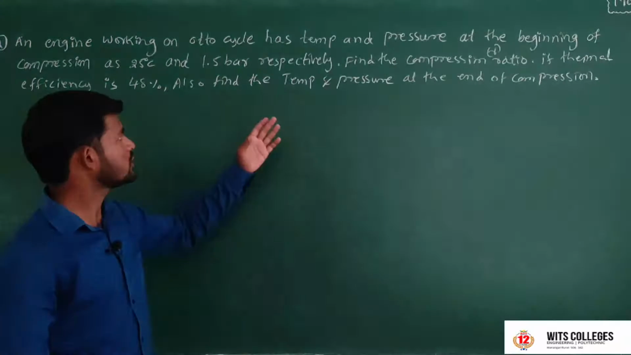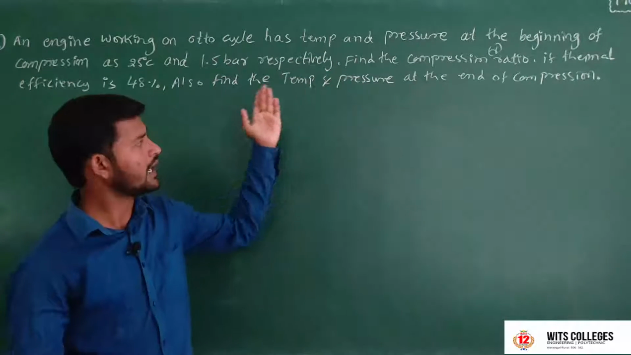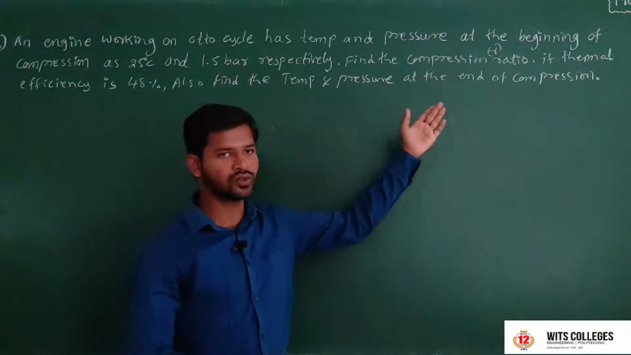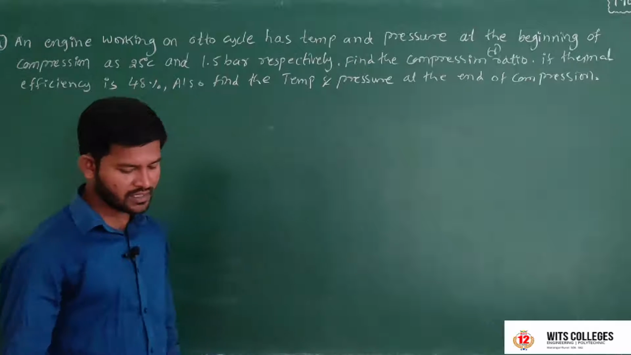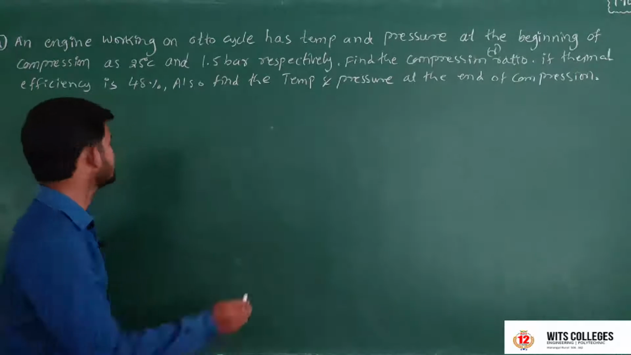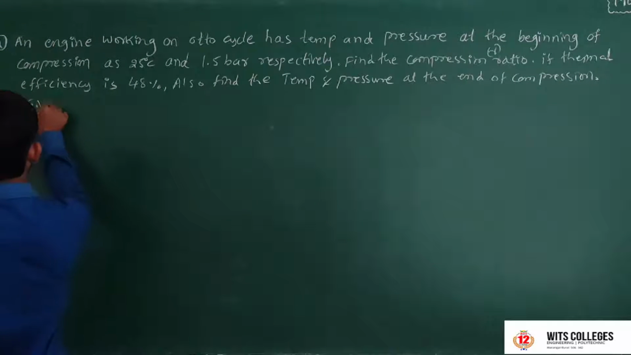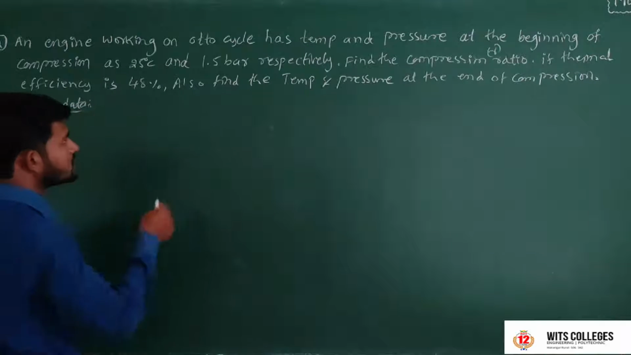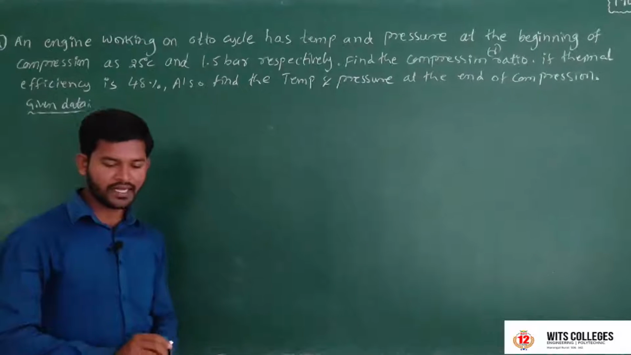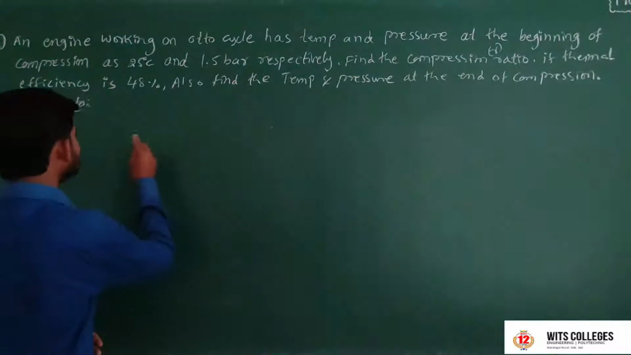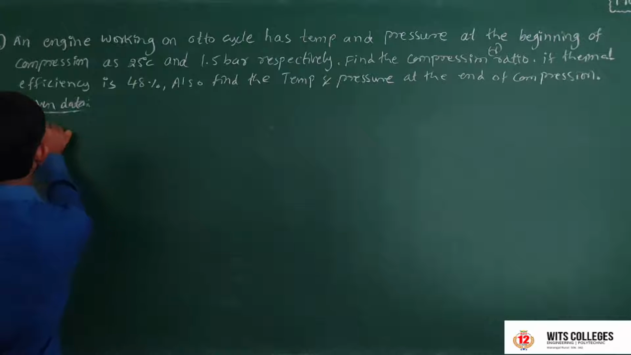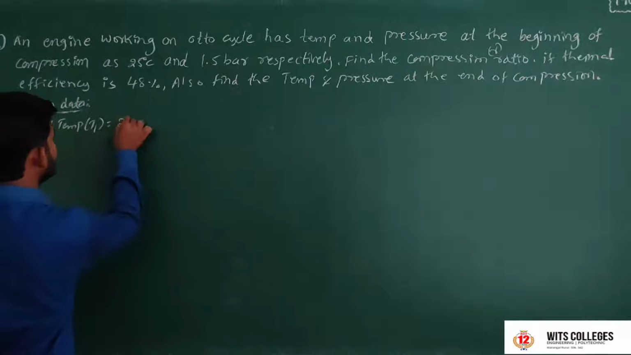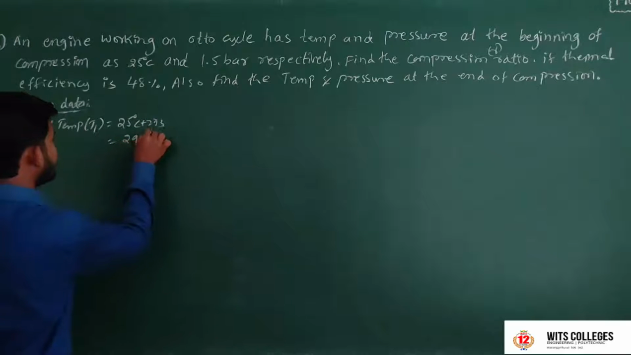Okay, the temperature and pressure at the beginning of compression are given, and he is asking us to find out the temperature and pressure at the end. Here, what will be given in this problem? First we will write the given data. Initial temperature and initial pressure are given. Initial temperature, that is T1, is equal to 25 degree centigrade plus 273, equals 298 degree Kelvin.